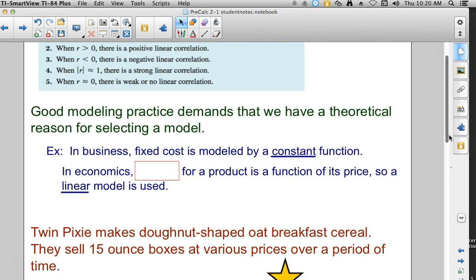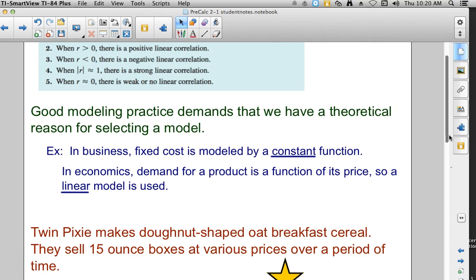What they're saying is we shouldn't reinvent the wheel. If there's already been a lot of research done in certain areas and we can just look at it and say, oh yeah, they use quadratics for this, that's what we should do. We shouldn't try to do everything all by ourselves from start to finish. So in business, fixed cost is definitely modeled by a constant function. In economics, demand for a product is a function of its price, so a linear model is used.